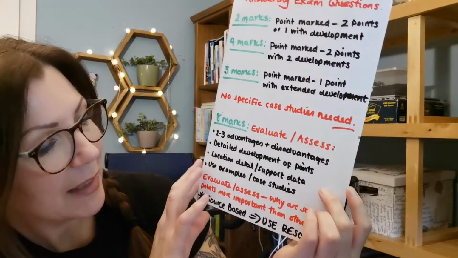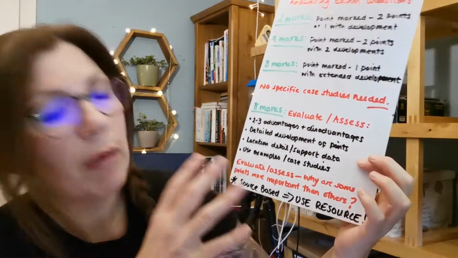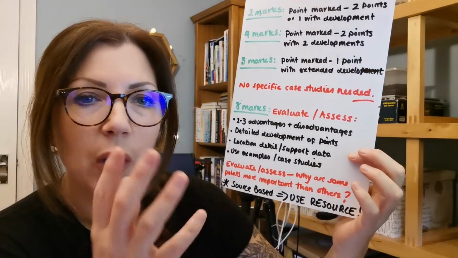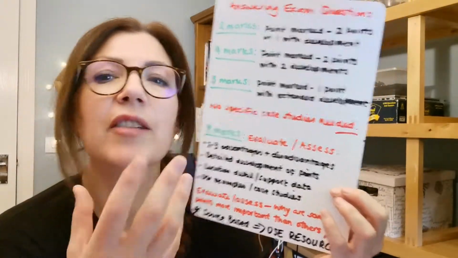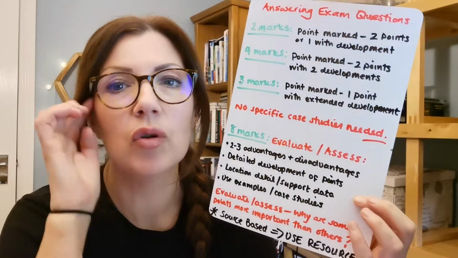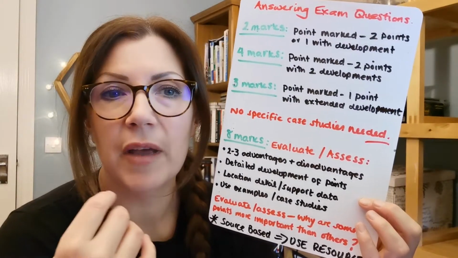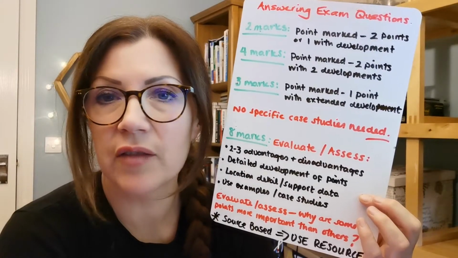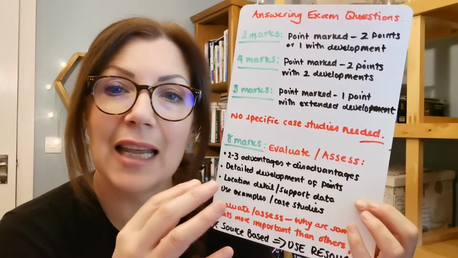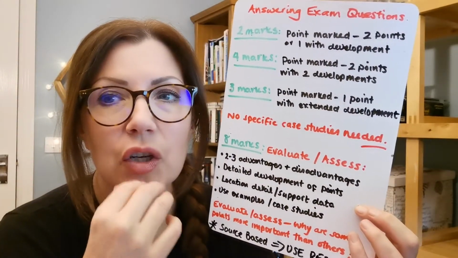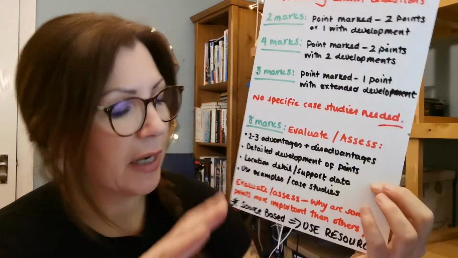Now, evaluate and assess basically mean: why are some points more important than others, essentially. So when you've got an assess question, that's weigh up the pros and cons. And with evaluate, you'll have to say which point is the most or least important. Maybe in coastal defences, which type of defence is better, or if you're looking at Mumbai, which strategies for a sustainable city, which is the most important strategy. But I would say good practice, even with an assess question, is to perhaps add an evaluative comment at the end, because you're not going to lose any marks.